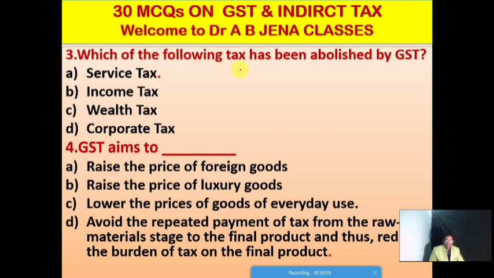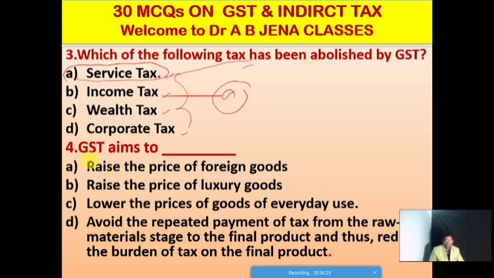Next MCQ: Which of the following taxes has been abolished by GST? Option A, service tax; option B, income tax; option C, wealth tax; option D, corporate tax. The right option is A, service tax. Service tax has been abolished by GST.